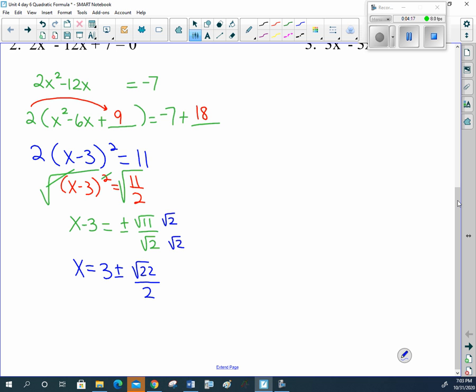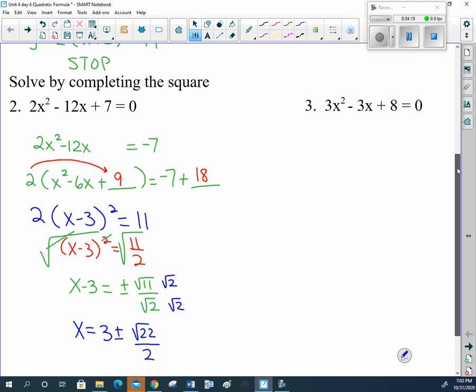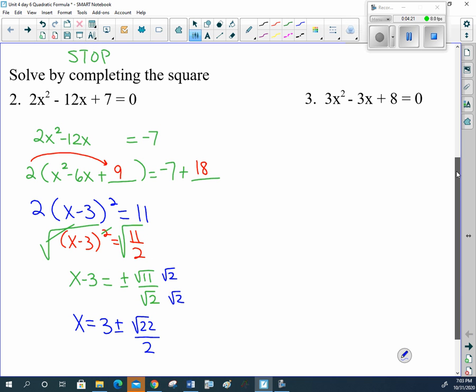So, the one on the right. Once again, I notice that I've got 3x squared minus 3x plus 8. I shouldn't have a 3 out in front. I needed that to be a 1x squared. So first thing I'm going to do before I fix that is separate my variables. So 3x squared minus 3x. So I'm separating my variables from the constant, and I'm going to move the 8 to the other side. Now I'm going to factor out the 3 so that I can have a 1x squared.